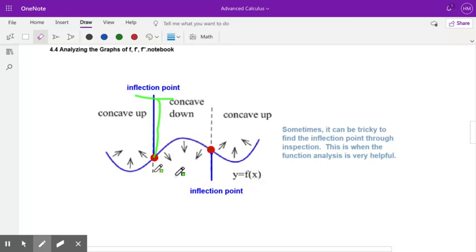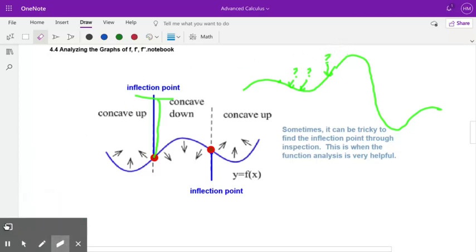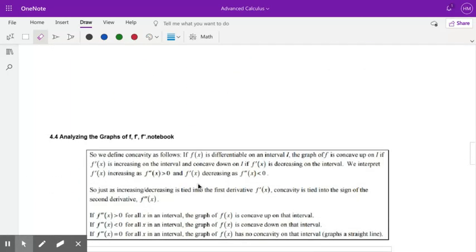Now, it can be tricky sometimes to find that by inspection. This graph's already labeled, so it might be easier. But let's say I were to draw a graph like this. Might be hard to figure out, okay, well, is the inflection point right here? Or is it right here? Or is it right here? Like, where exactly does the graph go from being concave up to concave down? Since it can be tricky to find that stuff with the naked eye, we can use function analysis. That's where calculus comes in handy.